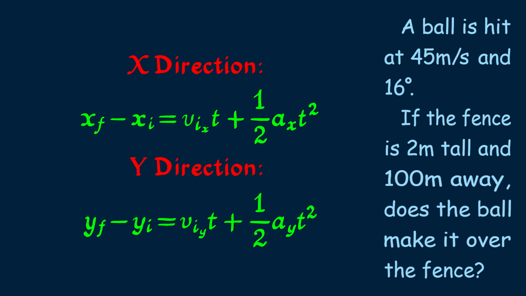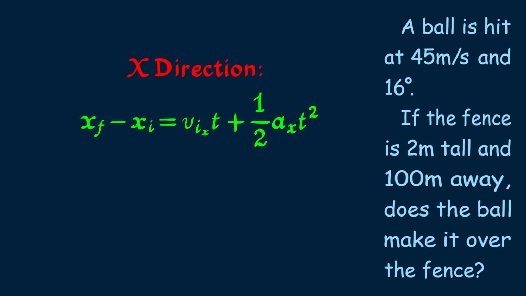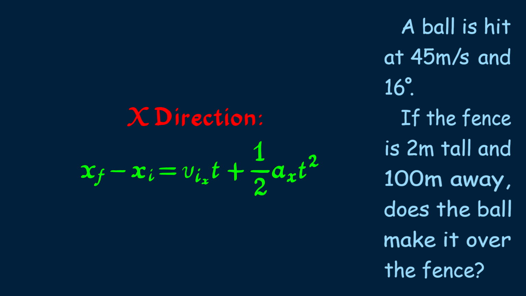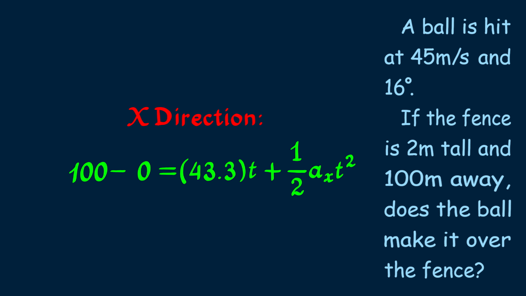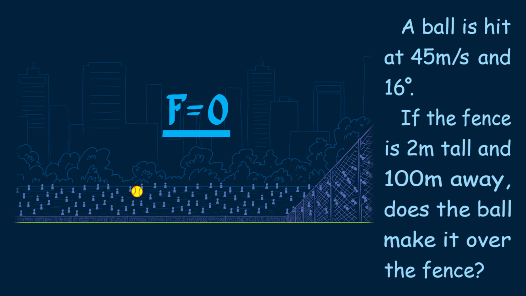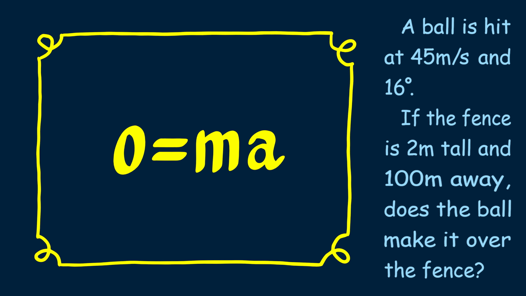Next, we plug in the variables we know and see how to solve for the variable we're looking for, which is the final y position. Starting in the x direction, we're looking for when the ball has made it to the fence, so x final is going to be 100. We're then going to call our initial position equal to 0, and plug in our value for the initial velocity. Looking at the acceleration in the x direction, this is also going to be 0, because there are no forces acting on the ball in the x direction. And by F equals ma, if the net force is 0, so is the acceleration.